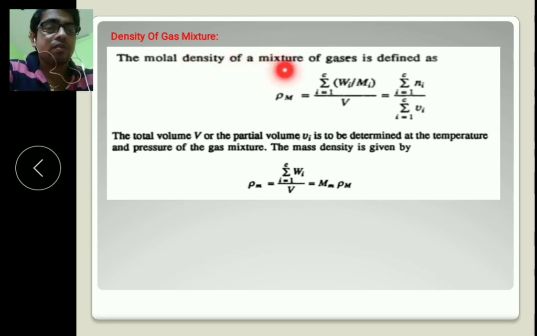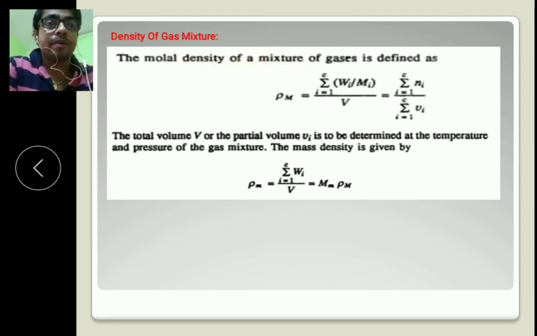Molar density of gas, what is that? Number of moles divided by total volume is molar density. Mole is weight divided by molecular weight, we know the formula, and summation. So total number of moles and volume. Volume you can write as the summation of volume of individual components. So molar density is number of moles divided by total volume.